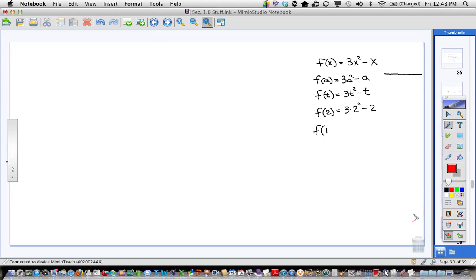What's f of German Shorthair? 3 German Shorthair squared minus German Shorthair. Or black lab, since I've got a black lab. So anyway, or boxer, yeah, it is more of a boxer. Somebody else said it looked like a toaster this morning. So anyway, whatever.